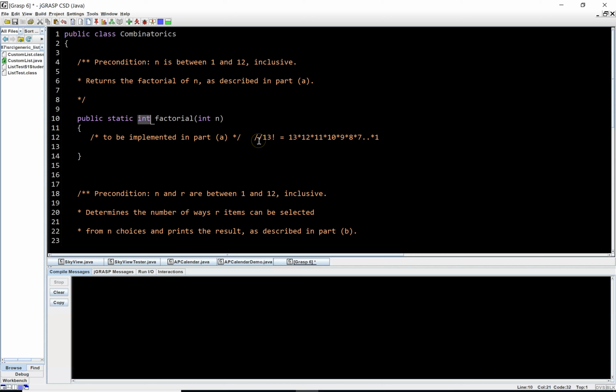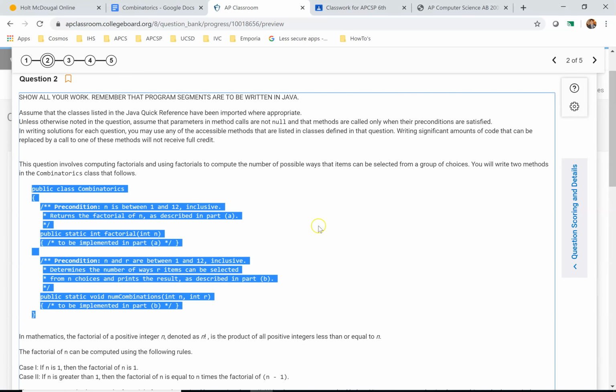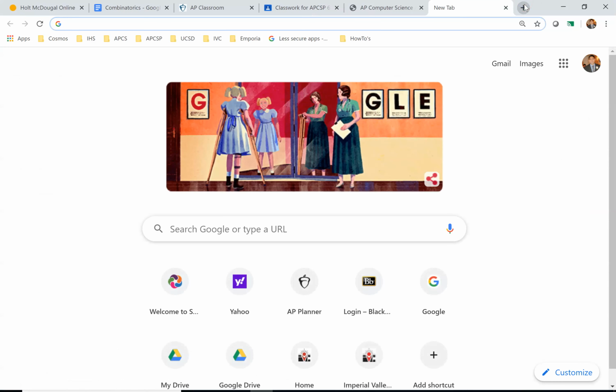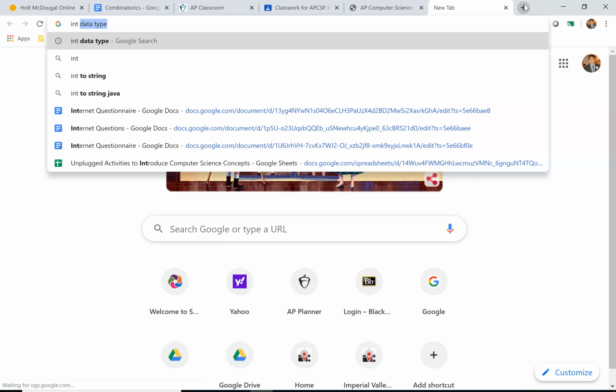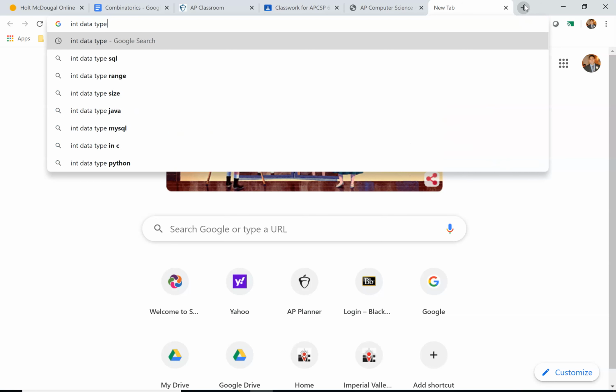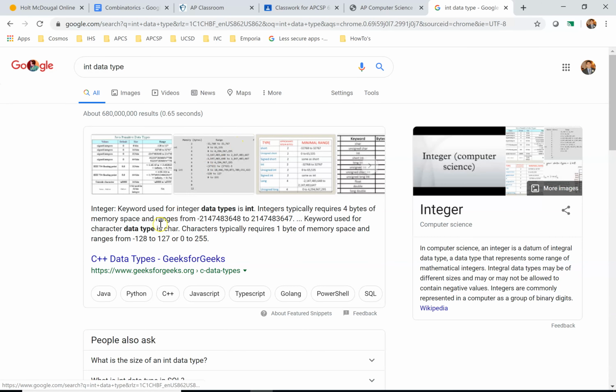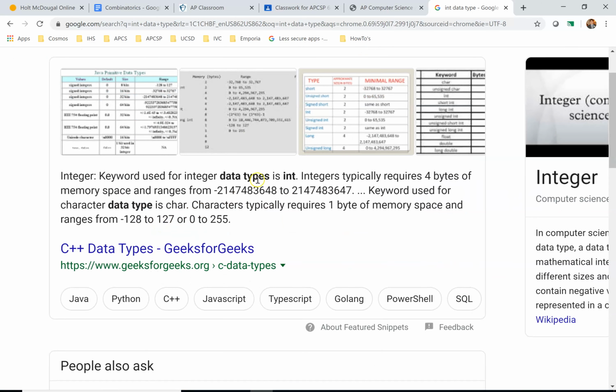So the number is too big. Now I'll do a quick search so that you don't have to just believe me for what I'm saying here. I'll put here int data type, and it gives you some information. It says a data type of an int requires 4 bytes. That's the amount of storage capacity that you have. 1 byte is 8 bits, and so you can store 4 times 8, 32 bits.